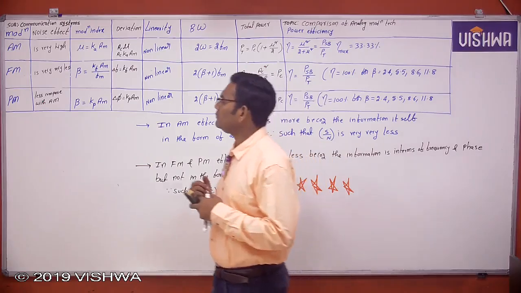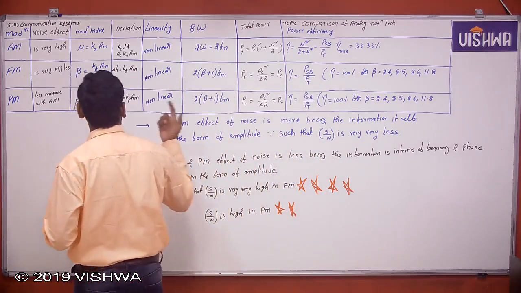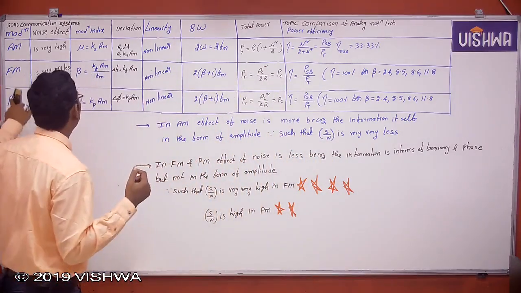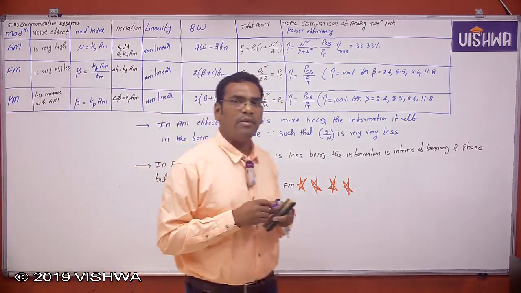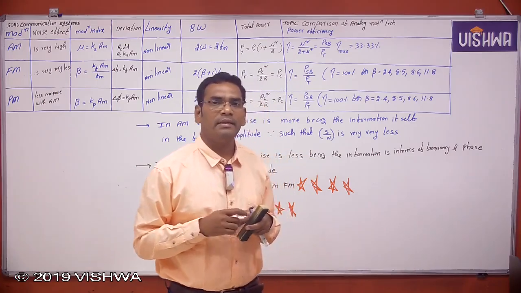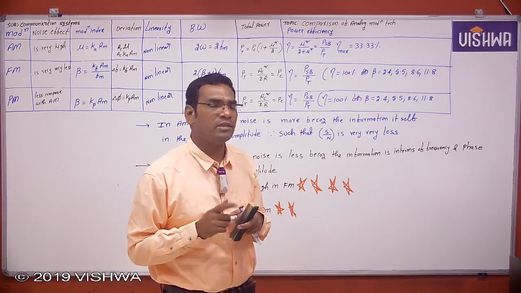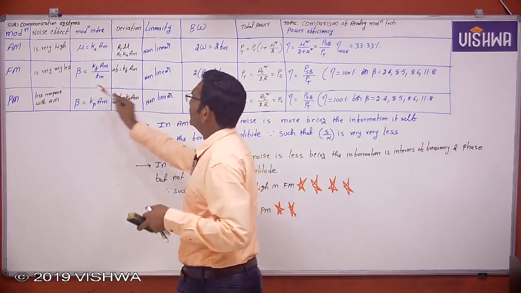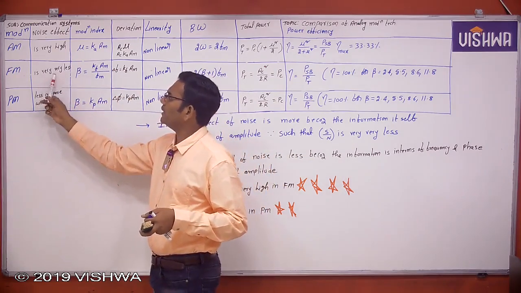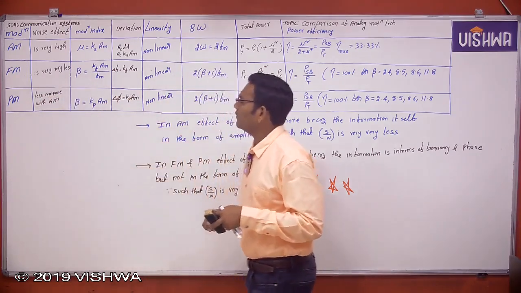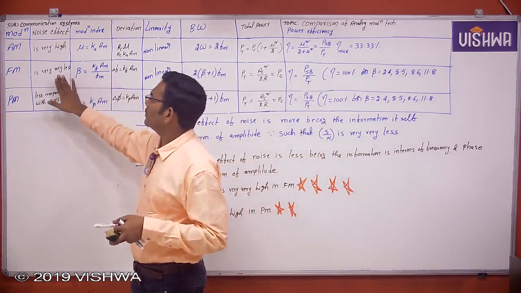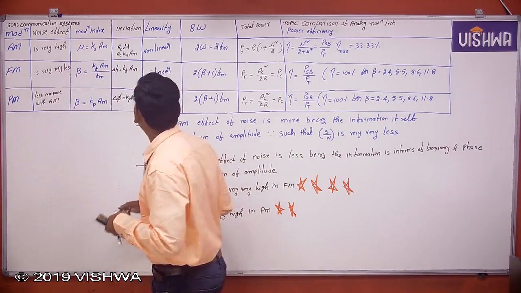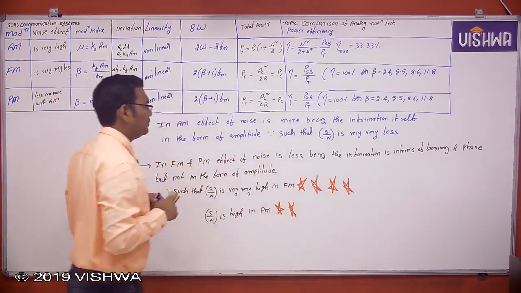Now for transmission of audio, tell me which one is the best among these three analog modulation techniques. The best one for transmission of an audio signal is FM, because noise is very, very less. Even though bandwidth is more, it is preferable because noise is less. No doubt.